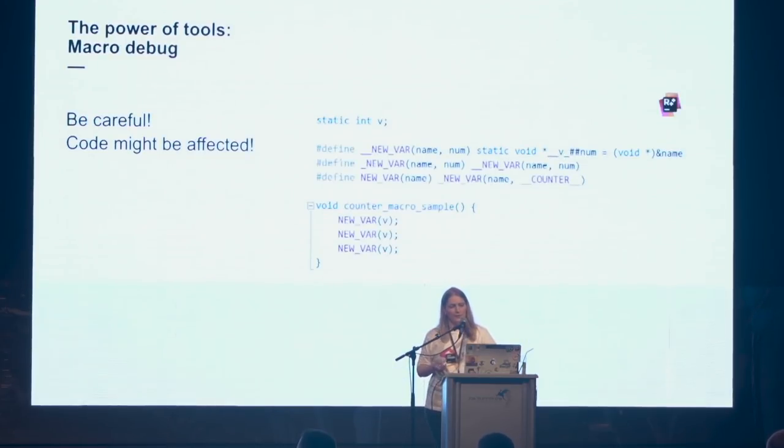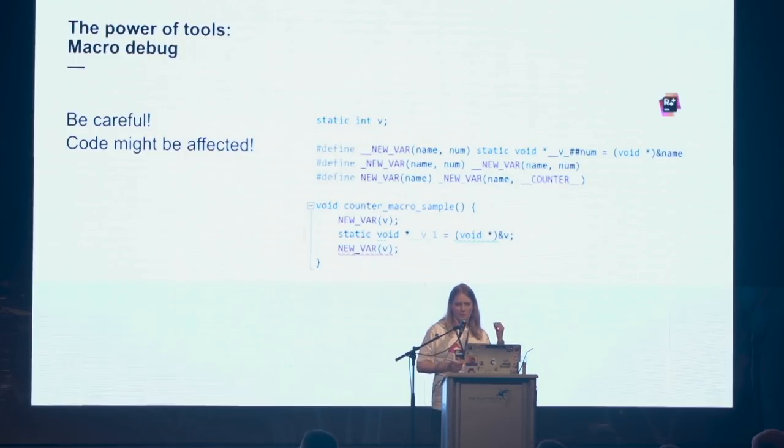As I said, be very careful with the context. Why? There are these nice macros we have, like counter and line. You probably know line just returns the number of the line and counter is just an increasing counter. Let's say I have this new var macro and I call it three times and I substitute the second call. I'll get this V1 variable and the IDE will show me some red squiggles. You know why?